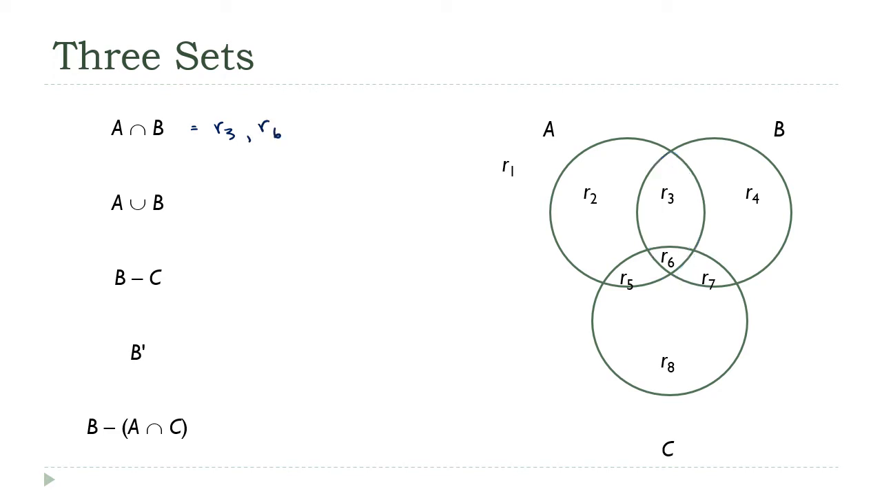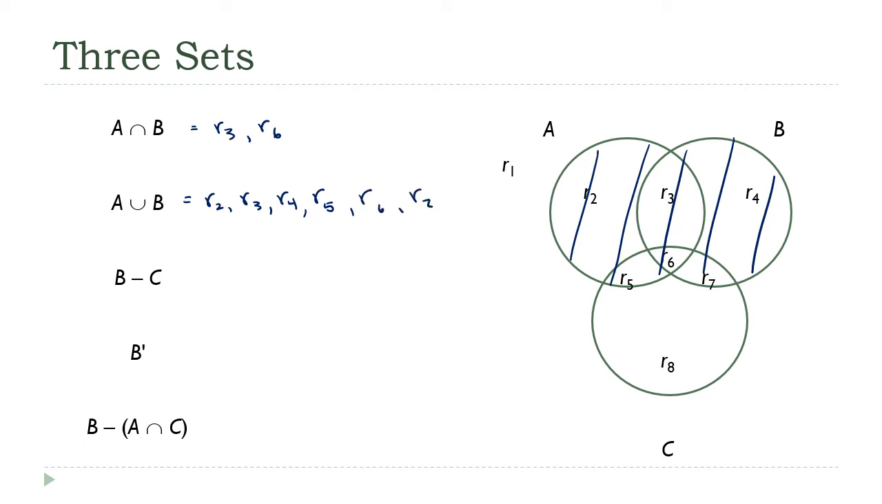All right, well, how about the union of A and B? That is everything in A or B. So that is region 2, 3, 4, 5, 6, and 7. Right, so that was kind of a big one.